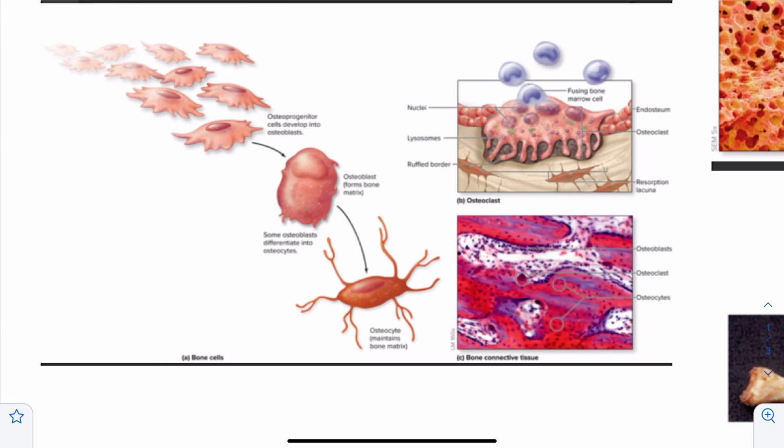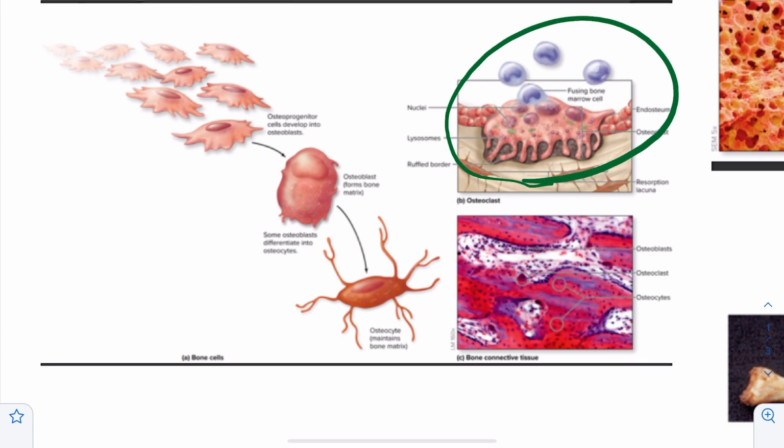But osteocytes, they are all grown up. They're going to sit in their lacunae and they're going to communicate with each other, and we'll see more of that later. But basically, they're done secreting bone matrix. The osteoblasts are going to be the more important ones. We're going to talk more about them later. There are also osteoclasts. Osteoclasts are these guys.